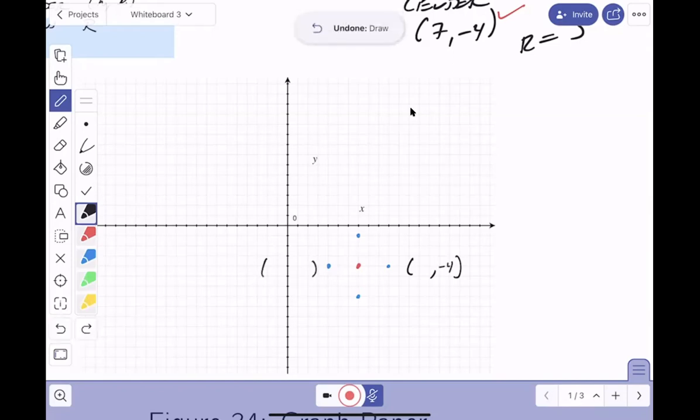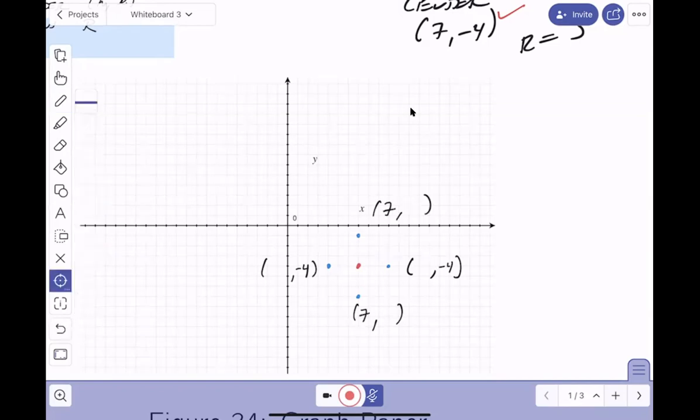Oops, sorry about that. And what do I know about this point over here? Again, the y didn't change. Let me put this point down and this point over here. Now, what do I know about these 2 points? The x didn't change. Okay. Some students are faster at this than others.